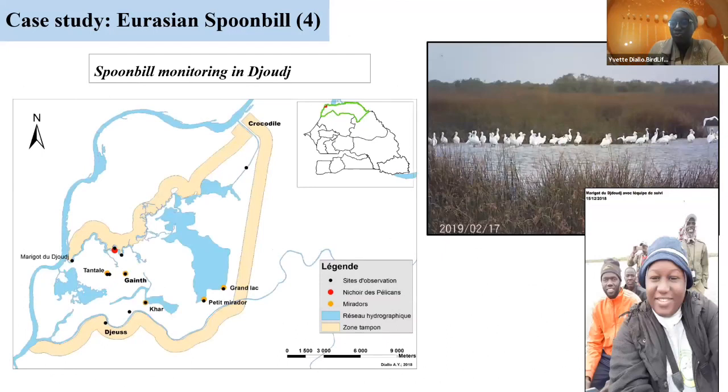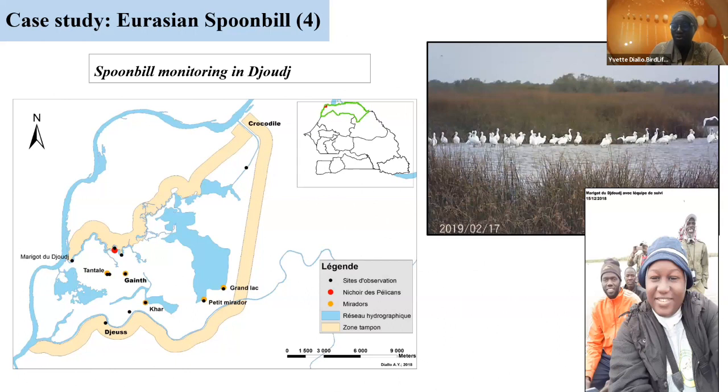We used this methodology for Djoudj park. We have Djoudj park here. The red points and black points are the observation sites, and we have miradors in orange.